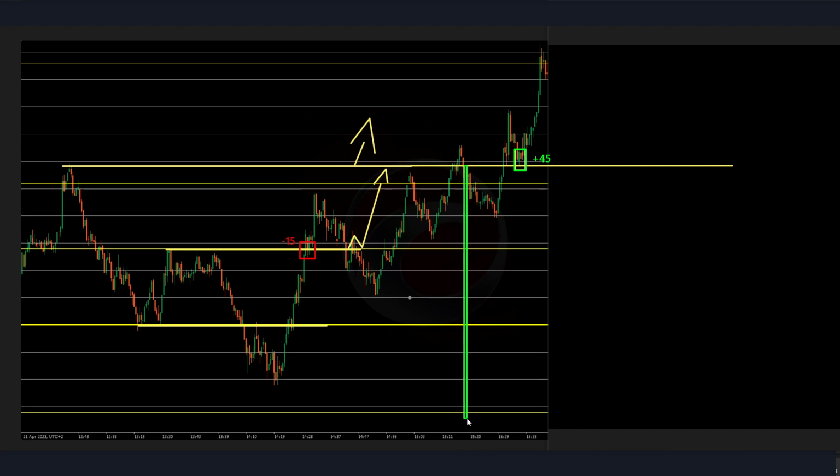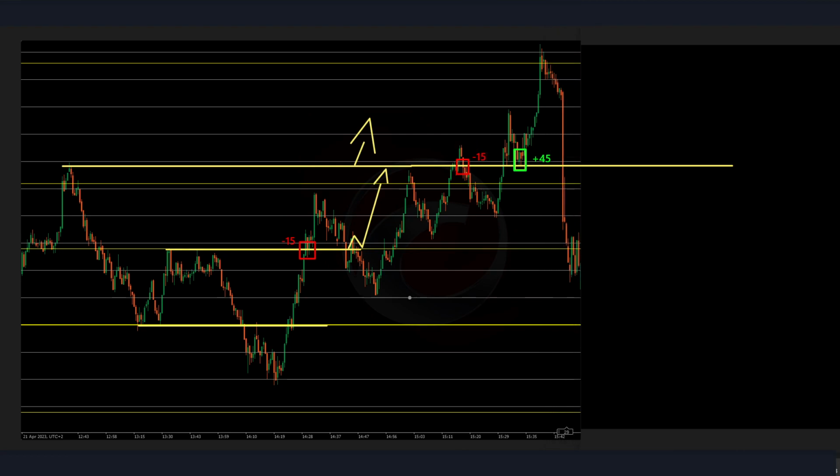This one will probably be, will it be a win? A trade? Looks like it. Yes, makes sense to take it. Okay, let's see now further price action.